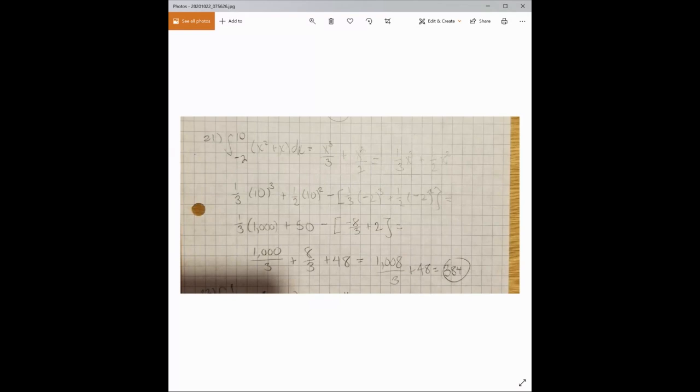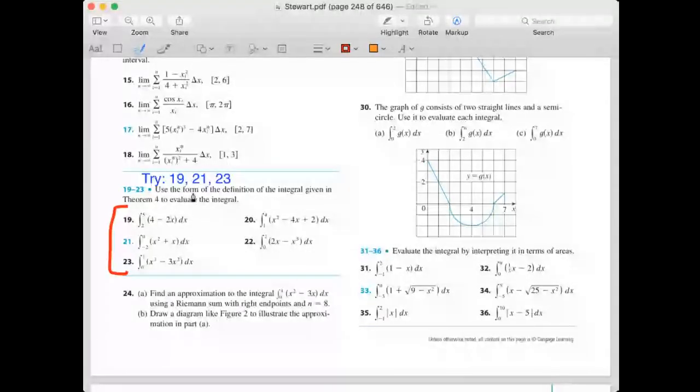All right, Raphael, you also used the fundamental theorem of calculus. Yes. All right, so let's go back a little bit. Let's see the question. The question is saying to use the form of the definition of the integral given in Theorem 4 to evaluate the integral. So my purpose was for you to practice this with the theorem.